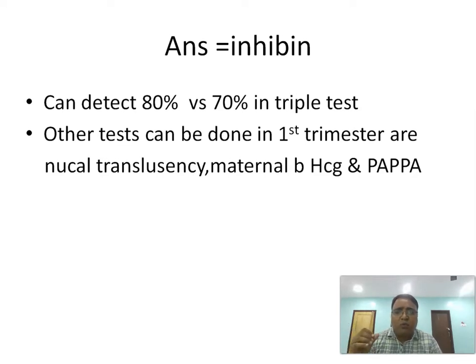Other tests can be done. What are the tests that can be done in the first trimester? These are nuchal translucency, maternal beta HCG, and PAPPA. These are things we have to do in the first trimester.